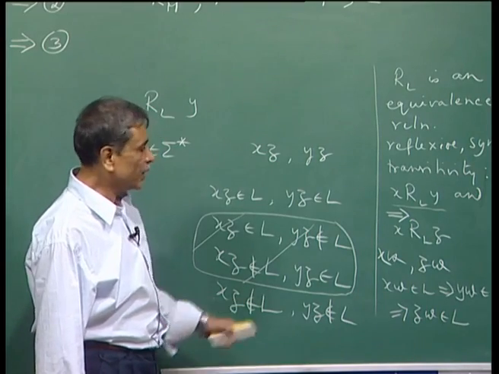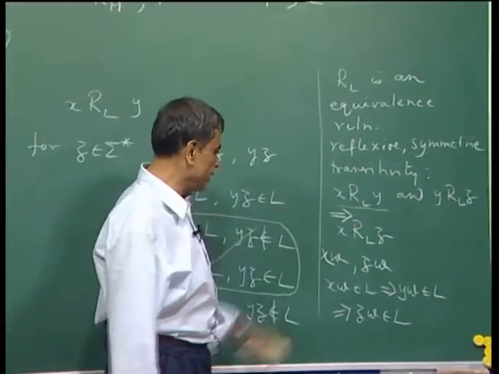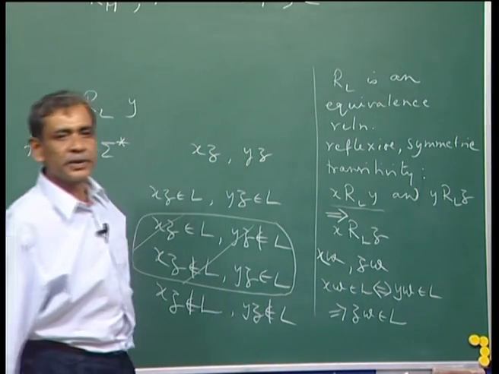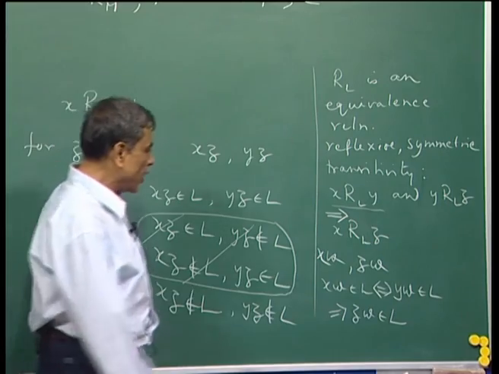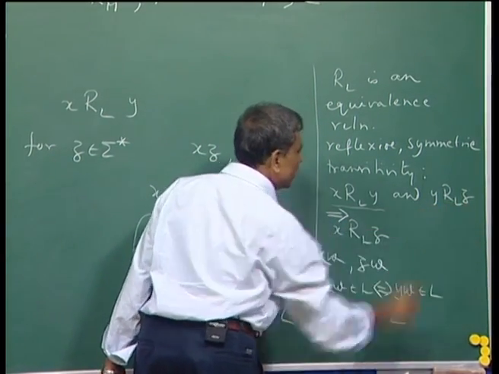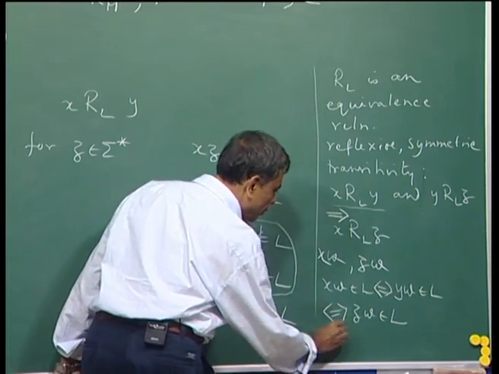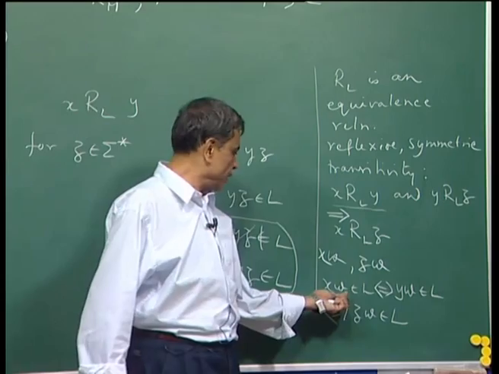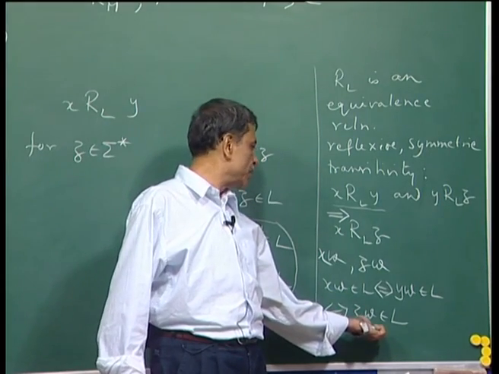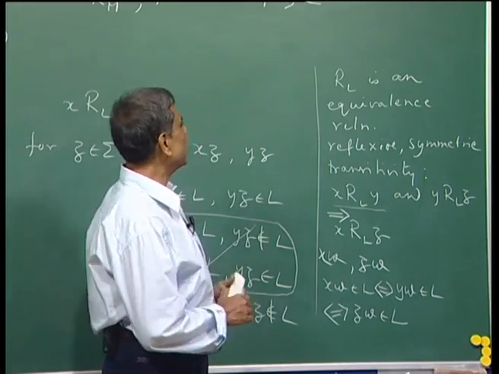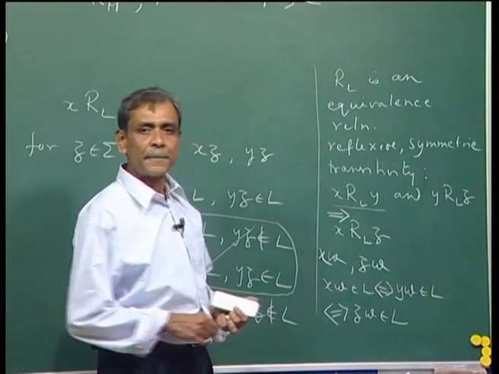x w is in the language, because of this condition, I can say if and only if y w is in the language, and because of y being related to z, if and only if z w is in the language. So, what I have is x w is in the language if and only if z w is in the language. So, x R_L z. So, it is clear that R_L is an equivalence relation.